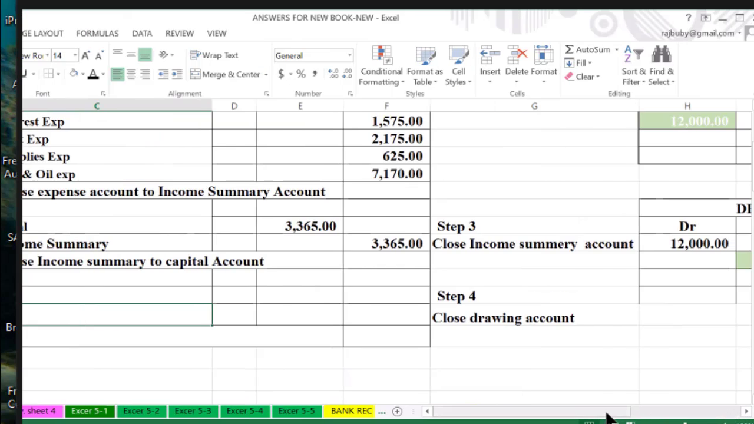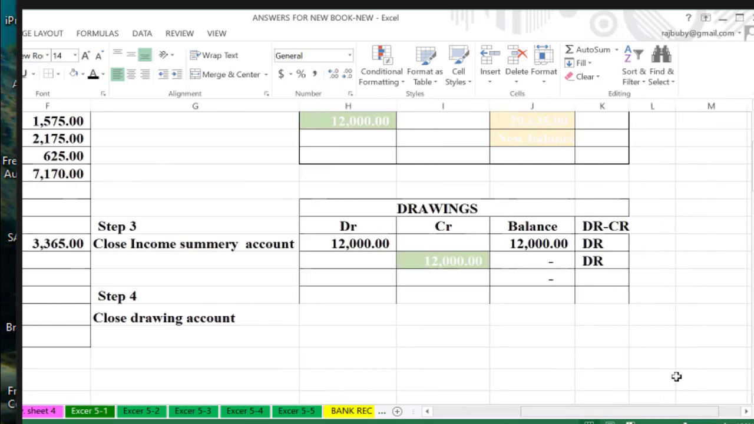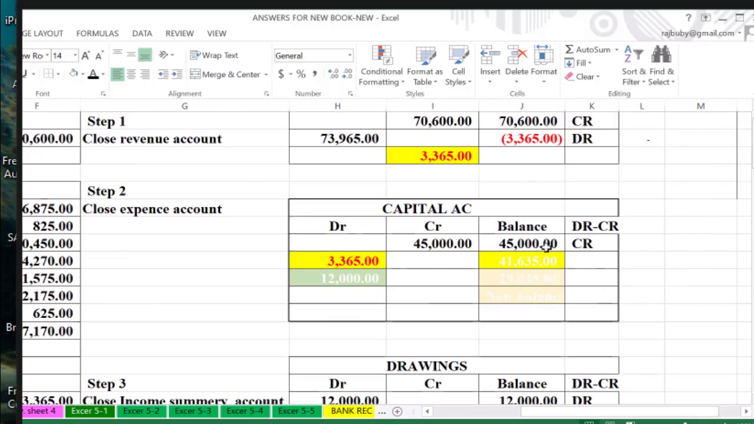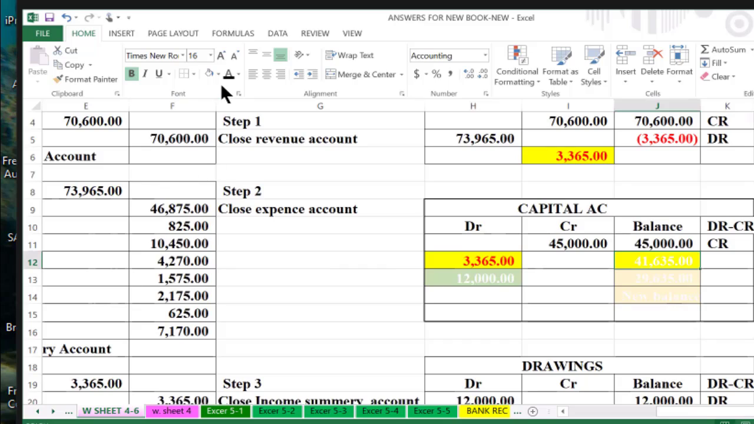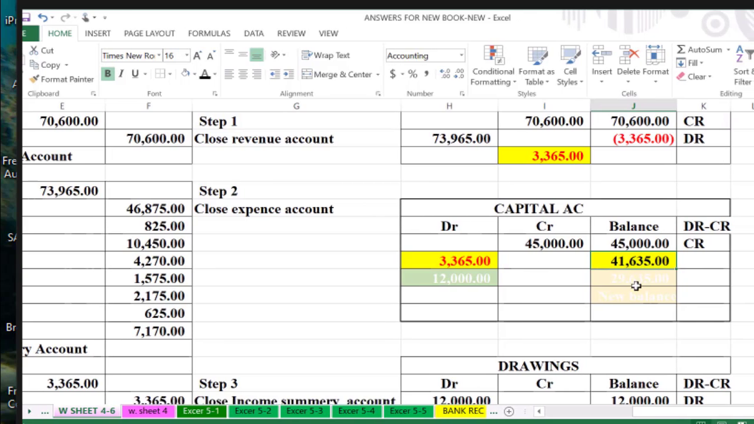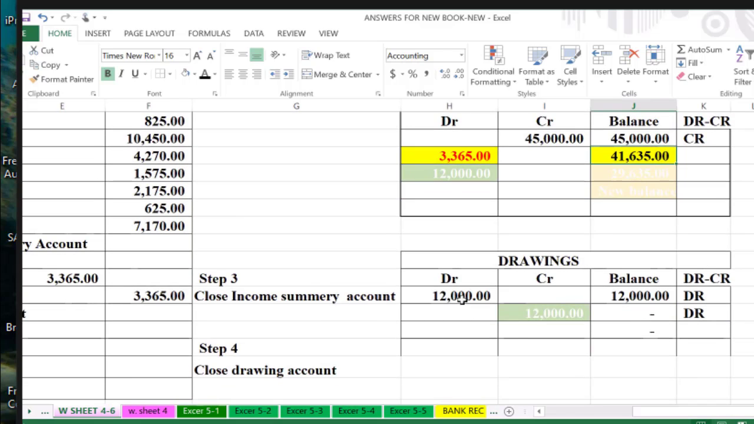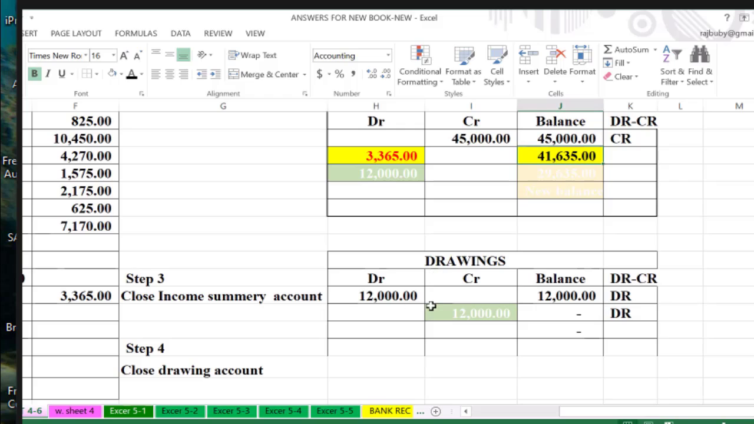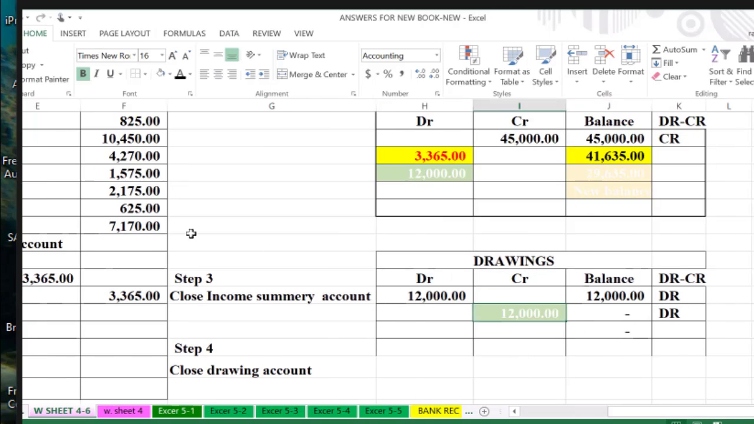That one is in the capital account. The balance is going to be 45,000 minus 3,365. Today the balance is this. You have another transaction about drawings. You have drawings of $12,000 on the debit side, that is the fourth step. When you are closing, you are going to put it on the credit side. Then 12,000 minus 12,000 is 0.